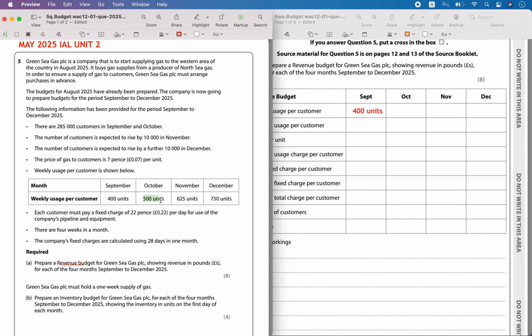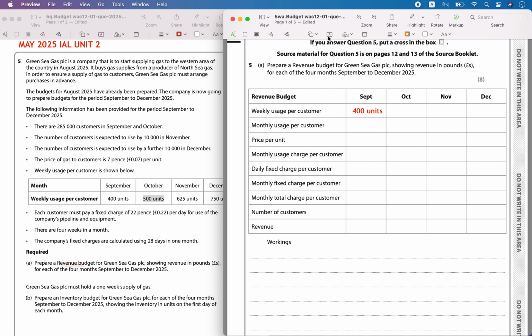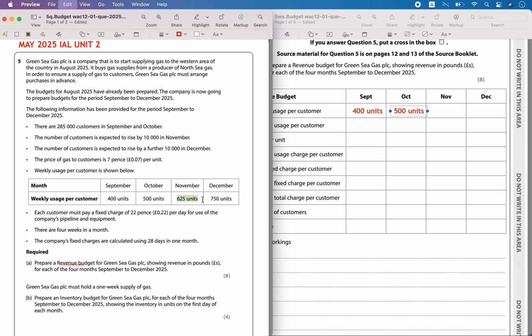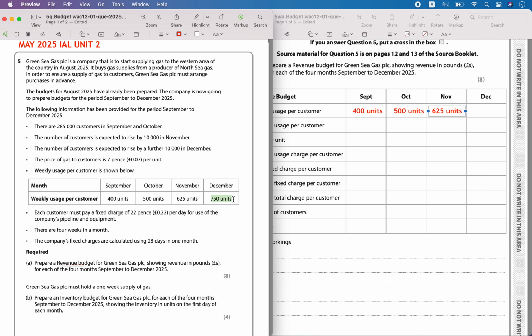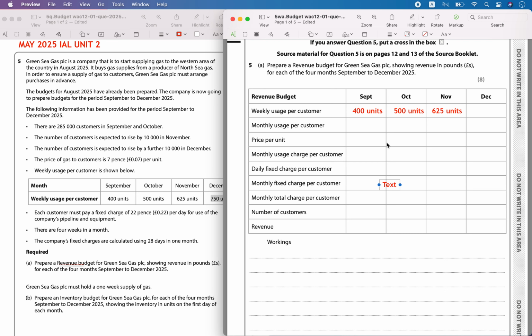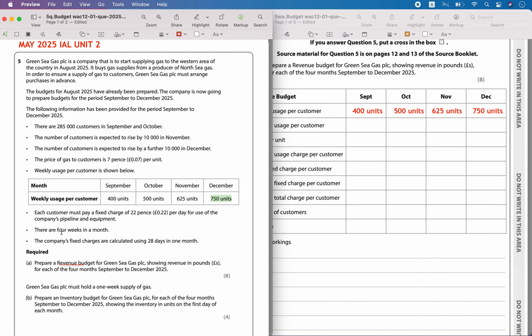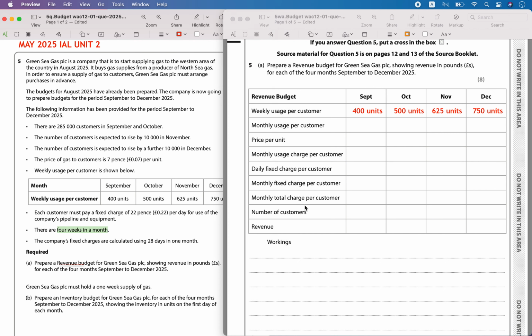Then in October it is 500 units. In November it is 625 units. And in December it is 750 units. Then we have to calculate monthly usage per customer. Here the information is given: there are 4 weeks in the month, so you have to multiply the weekly usage times 4.